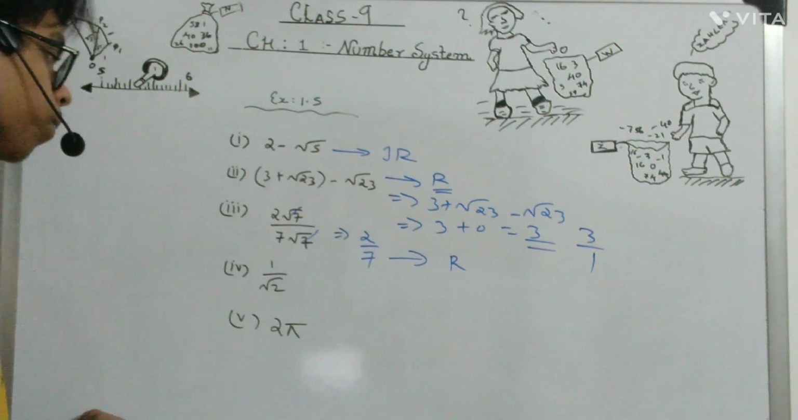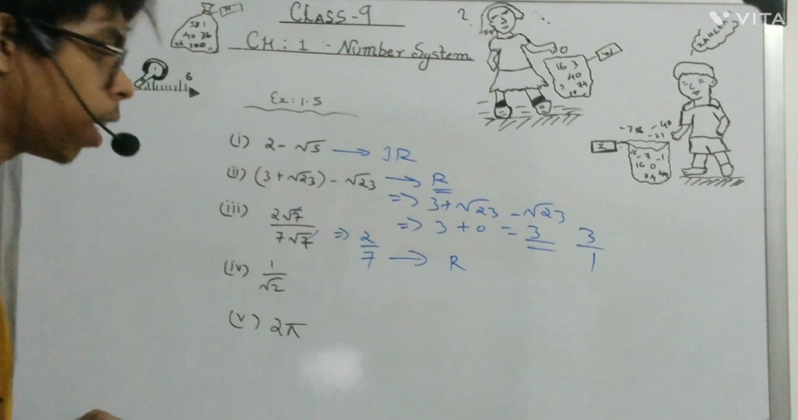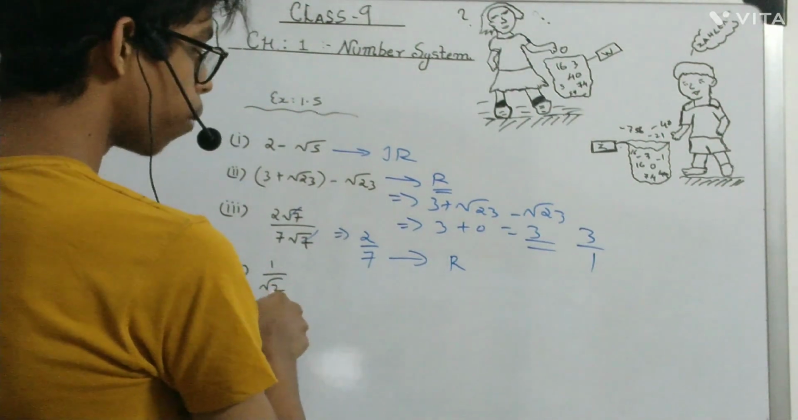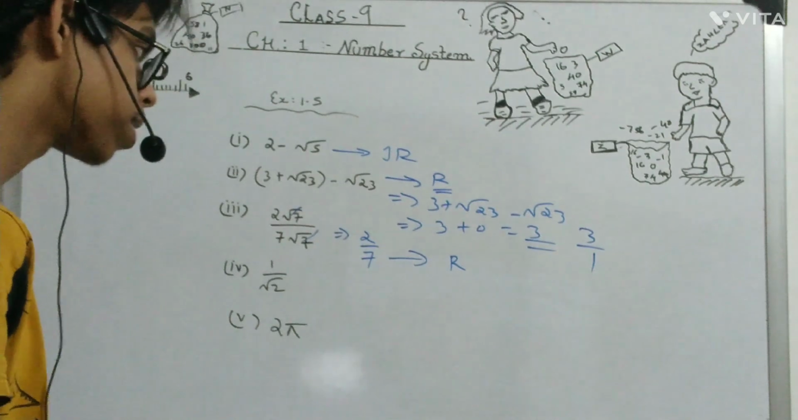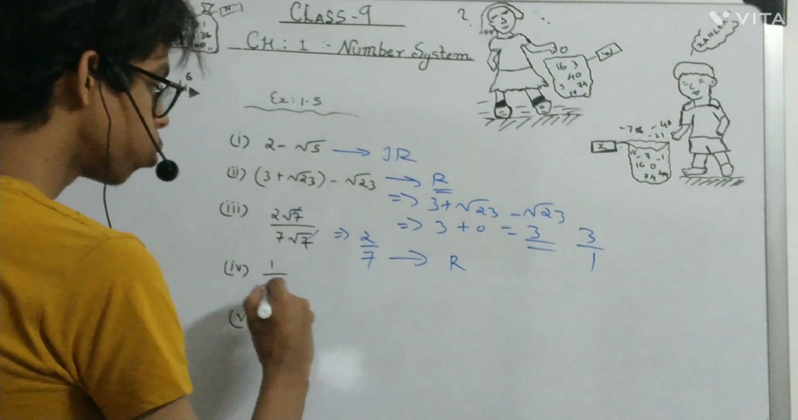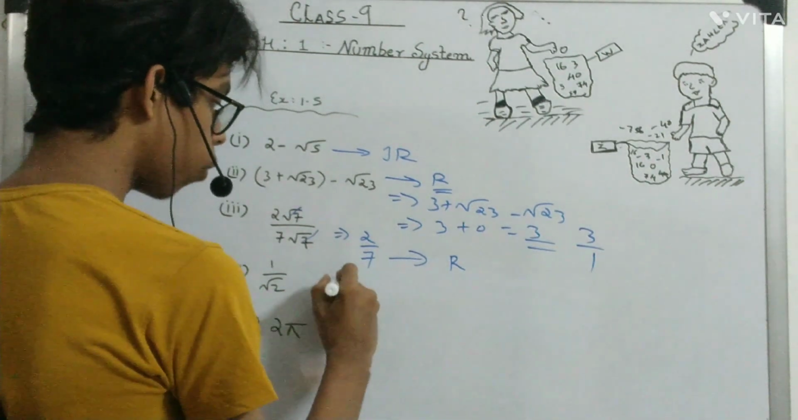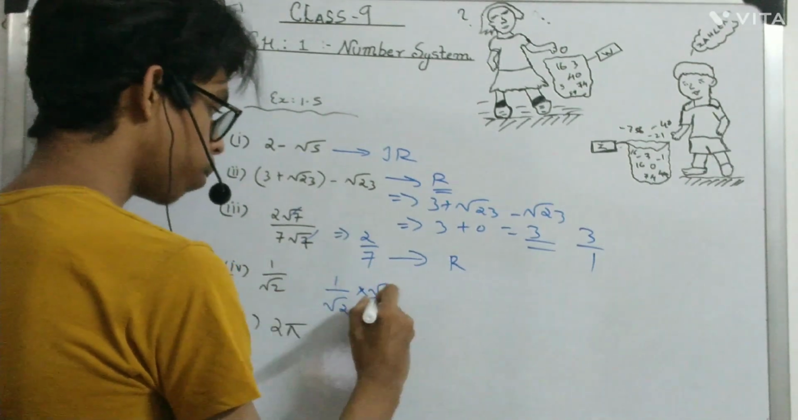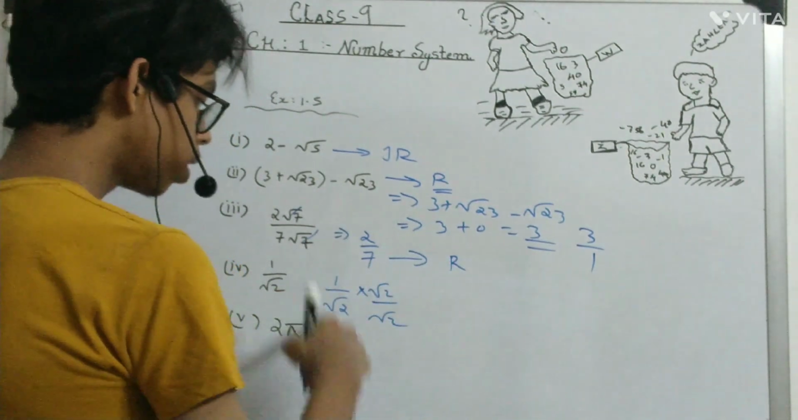Now the fourth one is 1 by root 2. In our previous class we said that never can a root of something be present in the denominator. So what should we do? We have to rationalize the denominator. How will you rationalize the denominator? Multiply and divide by root 2.